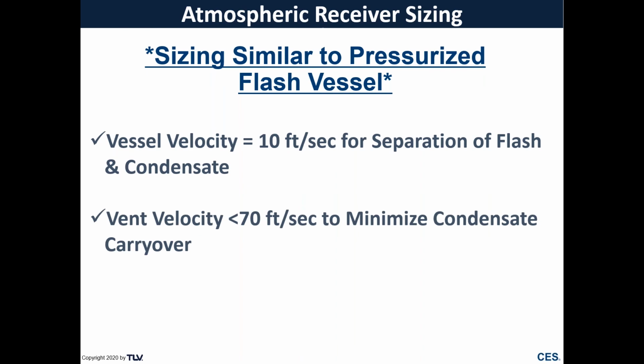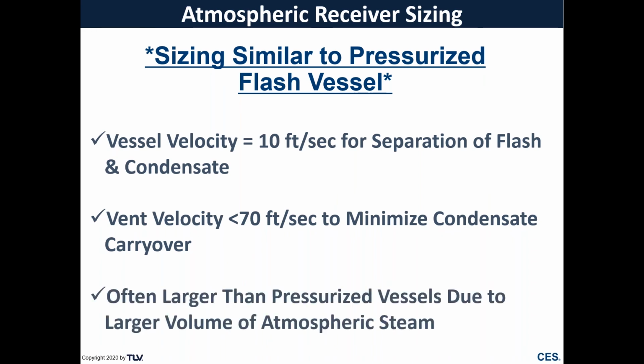And the vent velocity, we want to maintain a maximum. So we want to maintain less than 70 feet per second. And this is to minimize the potential for condensate carryover and the risk of sending condensate up the vent, which would then rain down, which is not what we want to have happen. It's also worth noting that atmospheric vessels are often larger than pressurized vessels because of the larger volume of atmospheric steam.